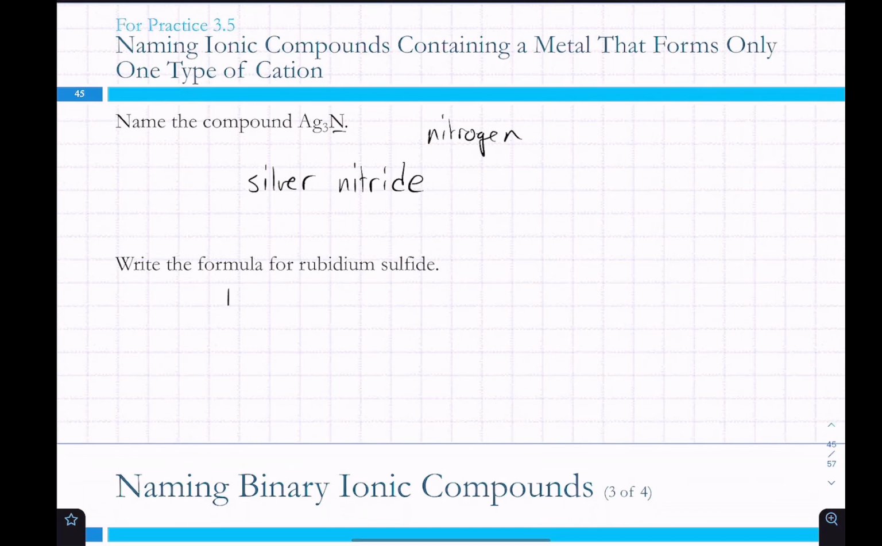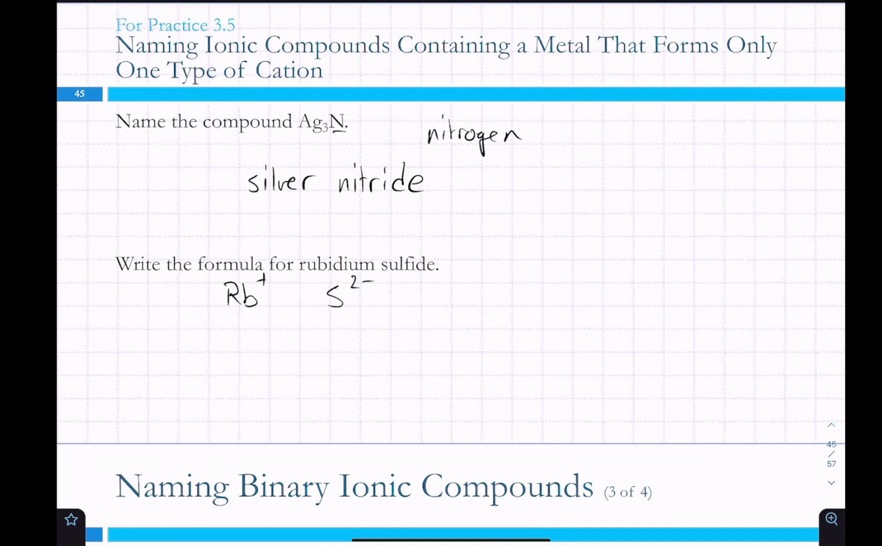So rubidium is Rb. Sulfur, sulfide. So charge on rubidium? 1+, or I should just write the plus. And then sulfur? 2-.